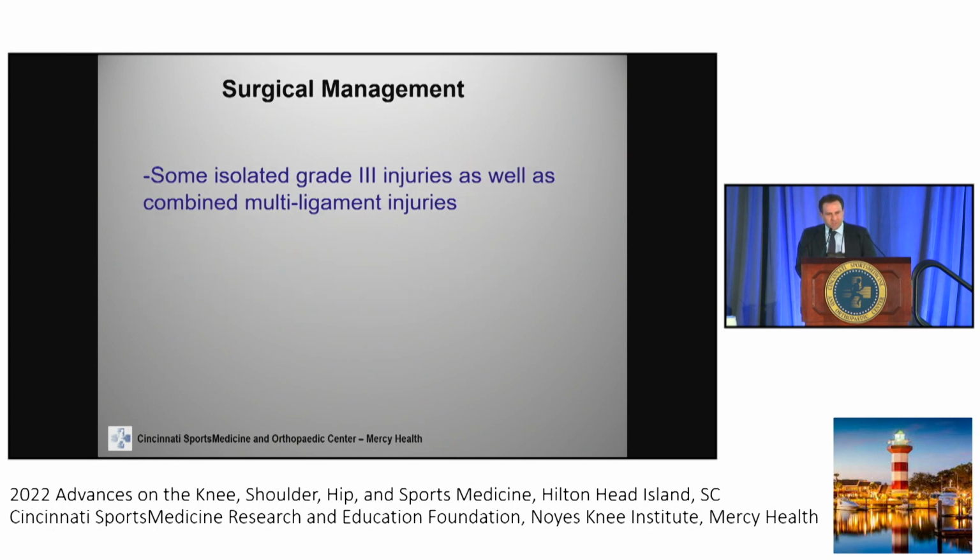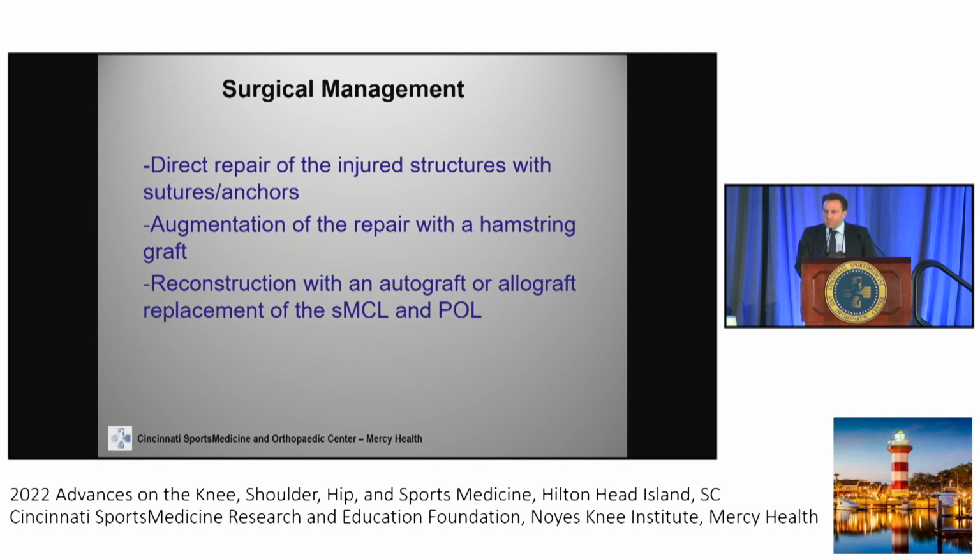Really, the surgical management is reserved for some isolated grade 3 injuries. The vast majority of these are more chronic injuries where patients have continued laxity and symptoms despite non-operative management, as well as combined multiligamentous injuries. We can further subdivide the surgical management into direct repair of the injured structures. Oftentimes this involves sutures and anchors, augmentation of repair with hamstring, or actual reconstruction with either autograft or allograft.